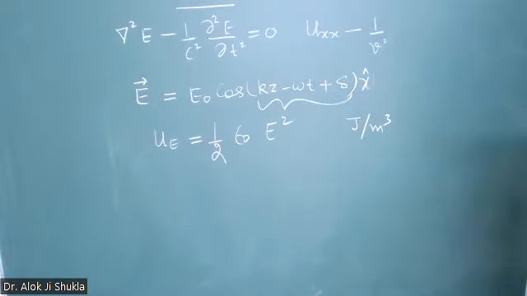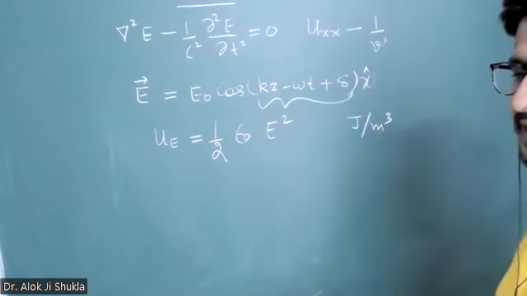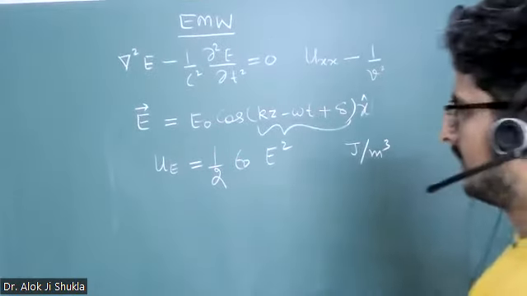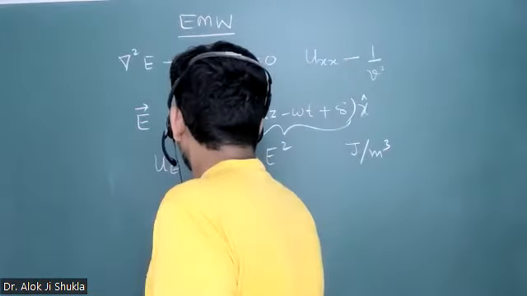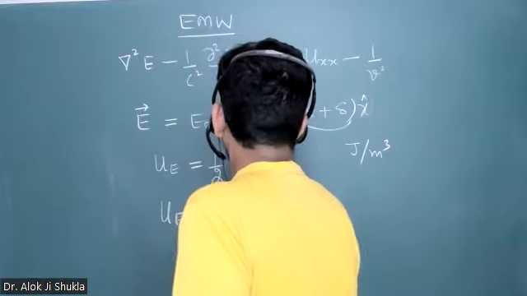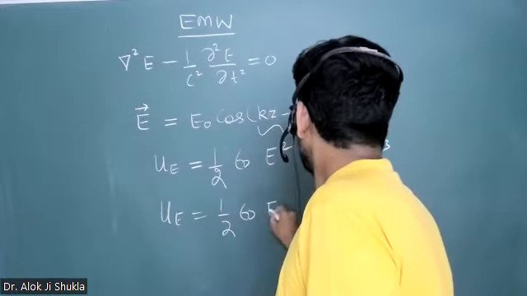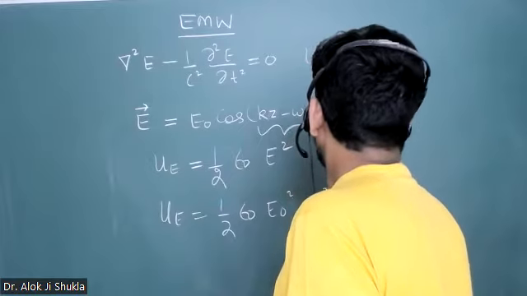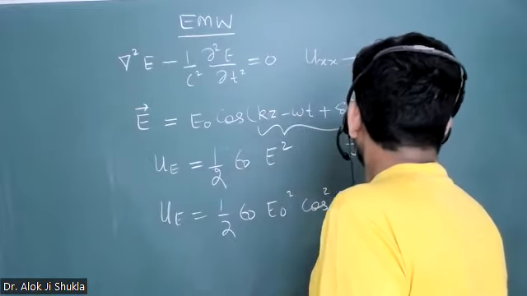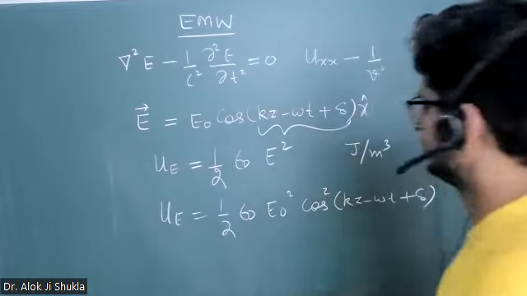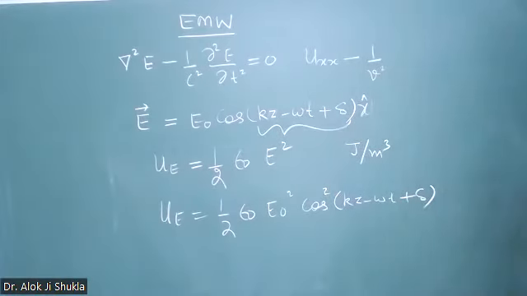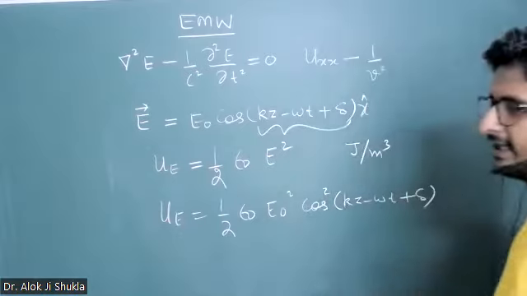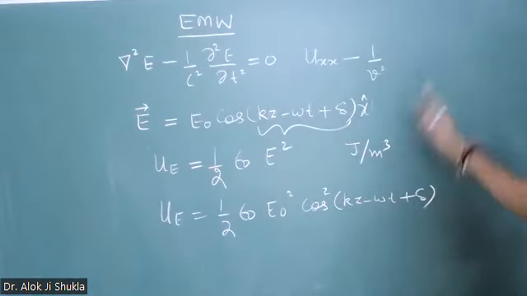Now see how simple it is, if you know maths; otherwise all these things seem very tough. You have to just simply put UE is equal to half epsilon naught E squared, which will be E naught squared cos squared of (kz minus omega t plus delta), right? This is the electrostatic energy. So the electrostatic energy is just oscillating. You can see the cos term is there. So with time it is oscillating.